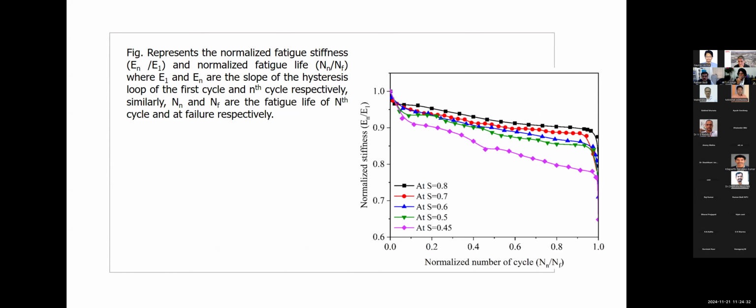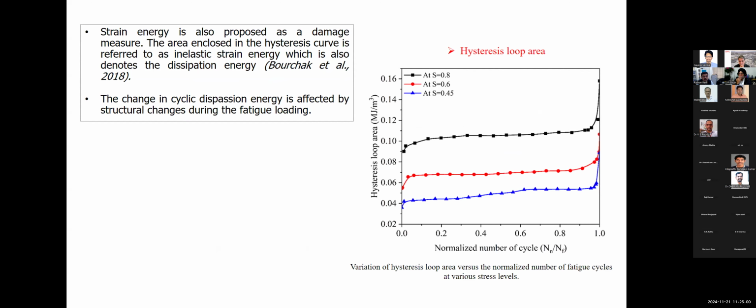The stiffness degradation is observed, and this is typical to what is observed in many of the composite systems. We find that it is following a three-part curve. Initially the primary one is here, then you have almost the flat one, and the last one is here, which is talking about a very large reduction in the stiffness, where the failure is very near. So this is one observation of stiffness degradation. Then similarly, we talk about the area of the hysteresis loops. As we said, the area enclosed by the hysteresis loop is referred to as an inelastic strain energy, which also denotes dissipation in energy.